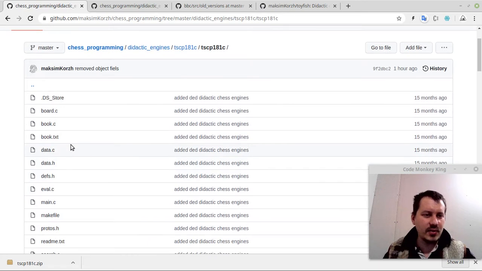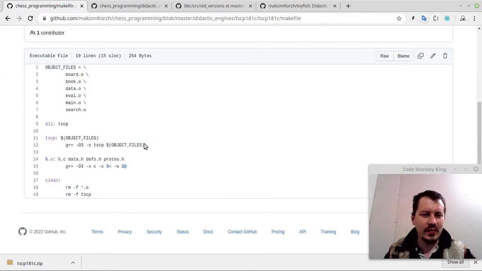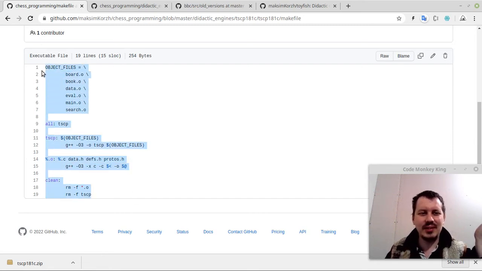One last thing, I just want to show you the makefile. And now here the makefile is much better. Smaller, simpler, and just look at this. This is so neat, right? You can see everything just works like a charm. So yeah, very simple.